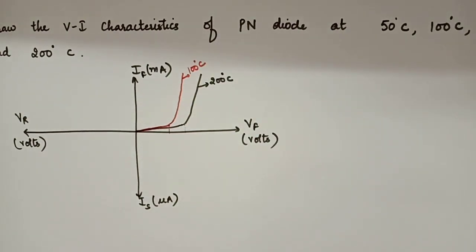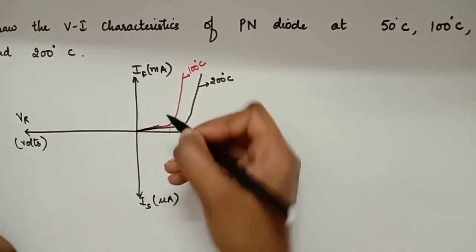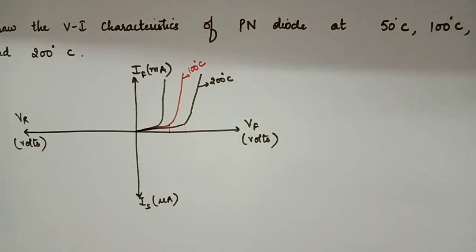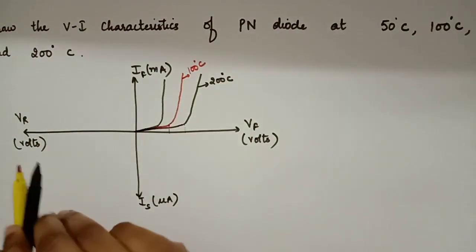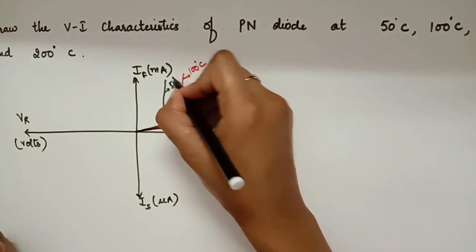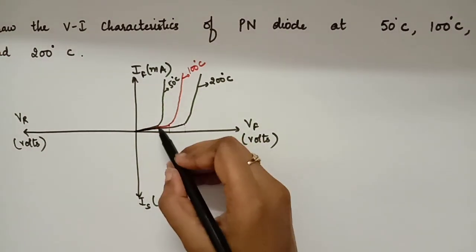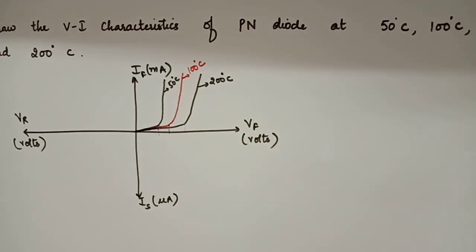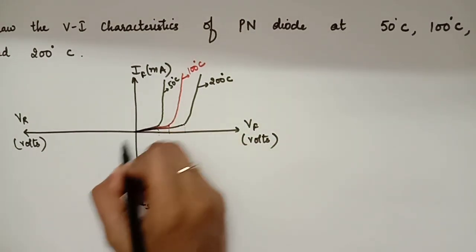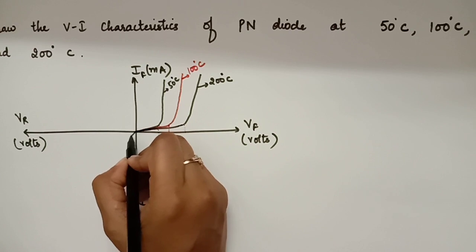And for 50 degrees Celsius, again we will further decrease the knee voltage. So this is for 50 degrees Celsius. So we are done with the forward part. That means we have drawn the forward characteristic for all the three temperatures. Now move on to the reverse part. For the reverse part, we need to keep in mind two parameters, that is the breakdown voltage and the reverse current. Reverse current will rise with every rise in temperature. So first of all, let us draw it for 50 degrees Celsius.